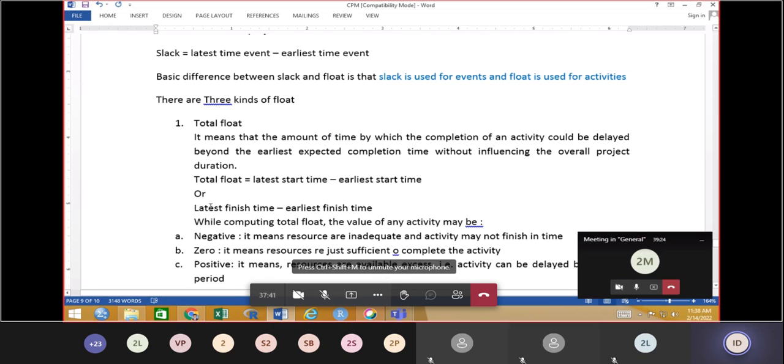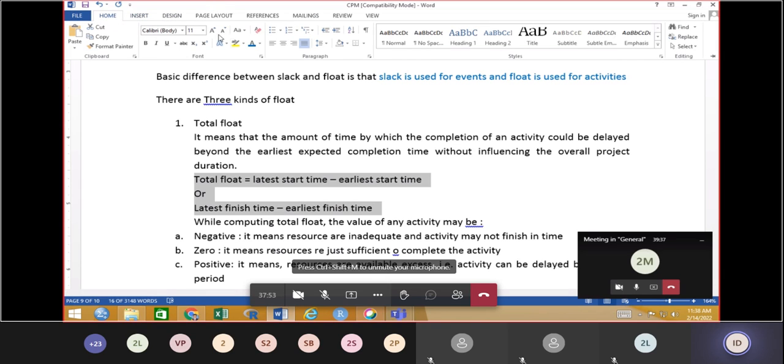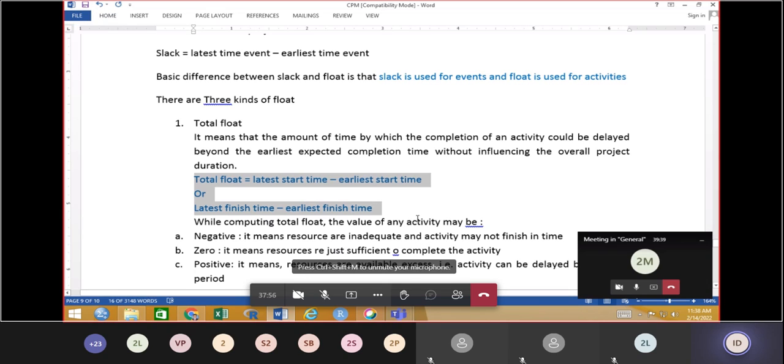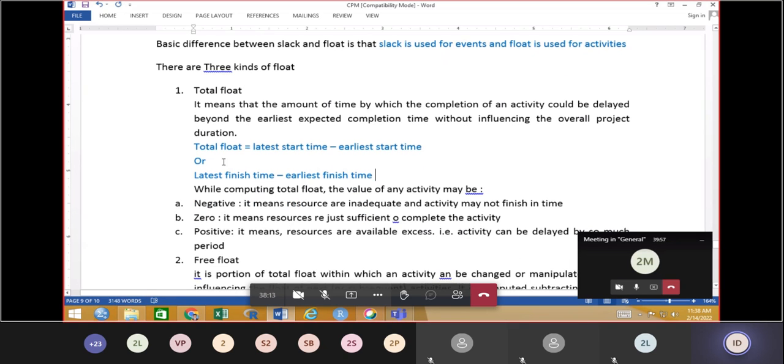Otherwise, there is one more formula: latest finish time minus earliest finish time. Keep both formulas in mind; both ways we can work out the total float. While computing the total float, the value for any activity may be negative. That means the float answer may come out negative, zero, or positive. These are the three possibilities of the answer.